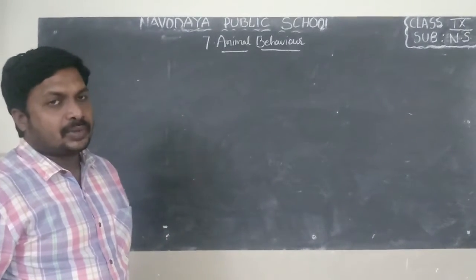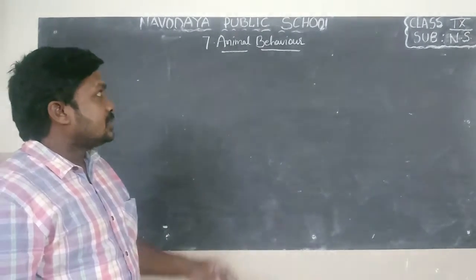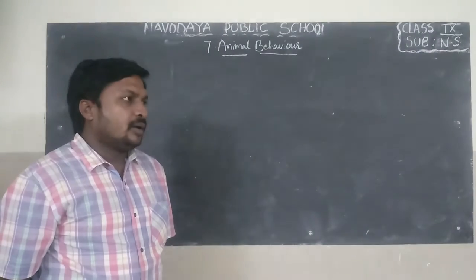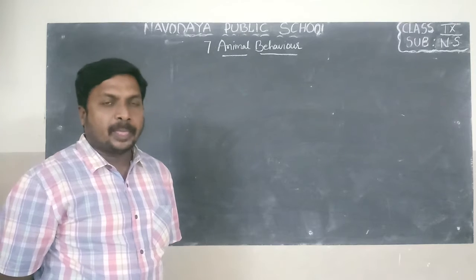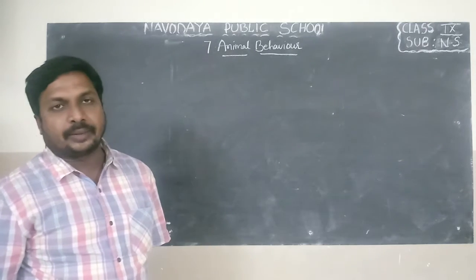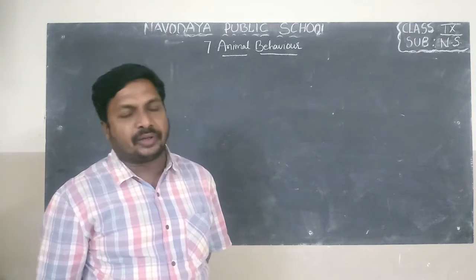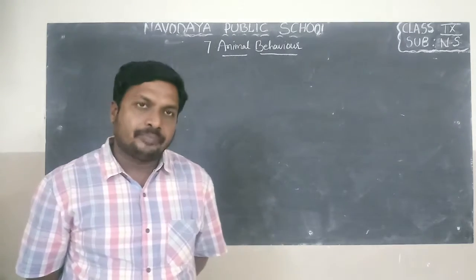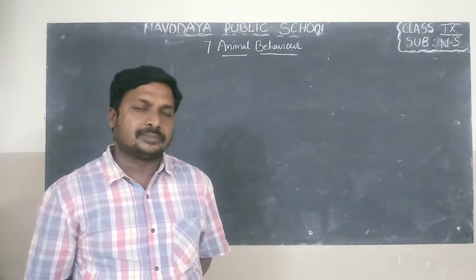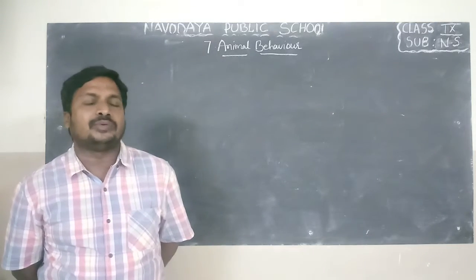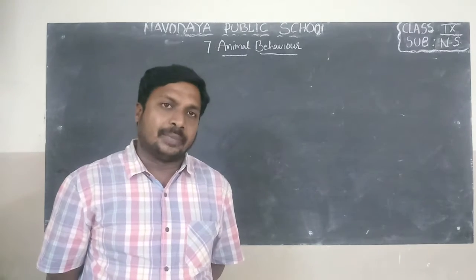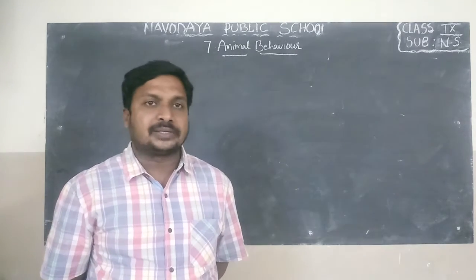In the previous class, I explained some animal behavior and human behavior. In animals, we can find four types of behavior: instinct, imitation, conditioning, and imprinting. In human beings, we can find three types of behavior: instinct, imitation, and conditioning. Imprinting is the behavior which is present only in animals and absent in human beings.